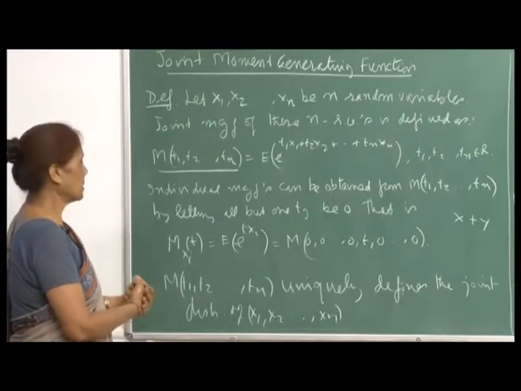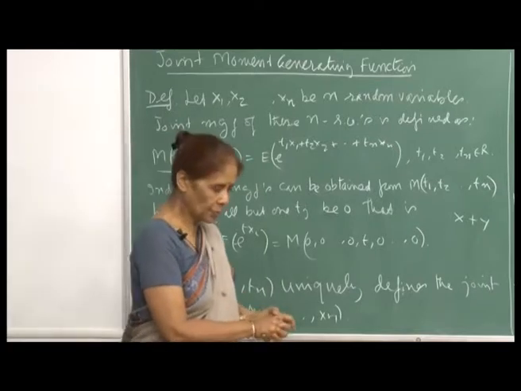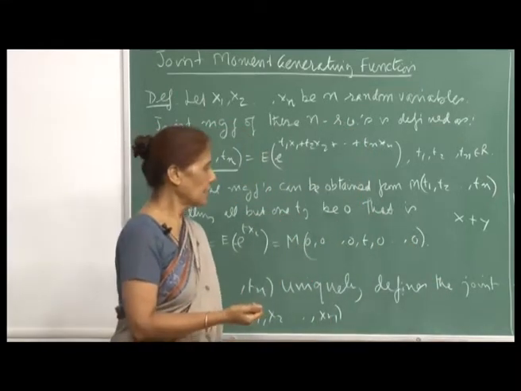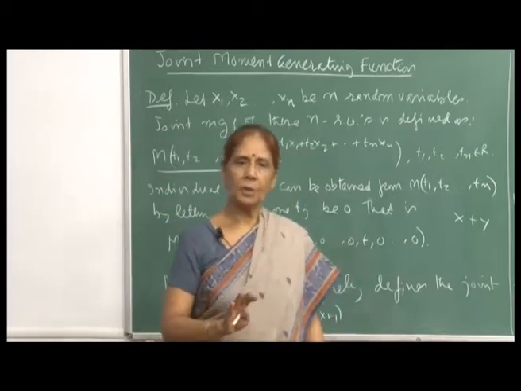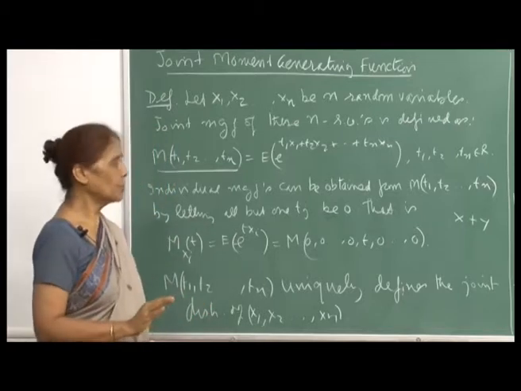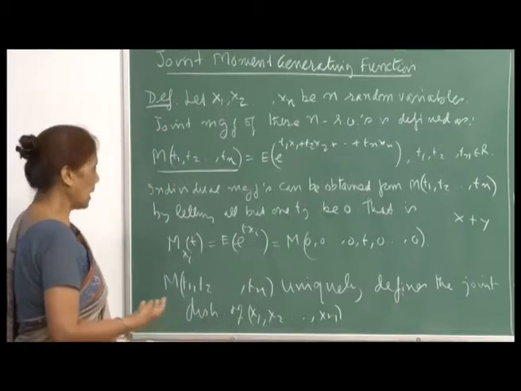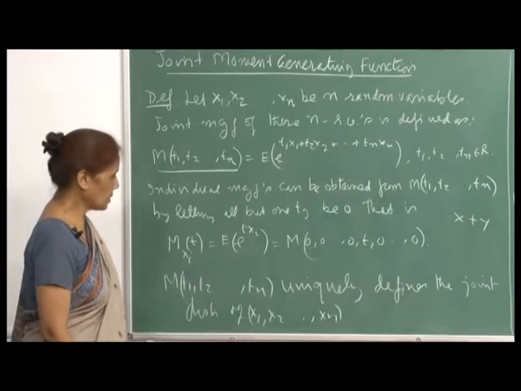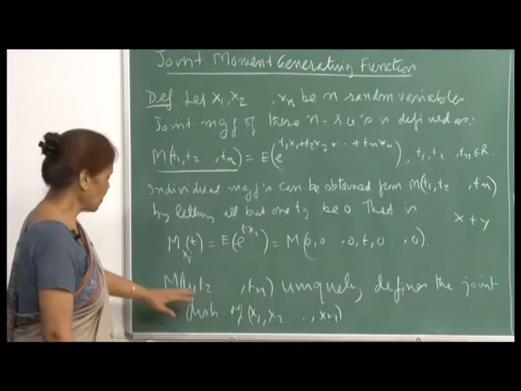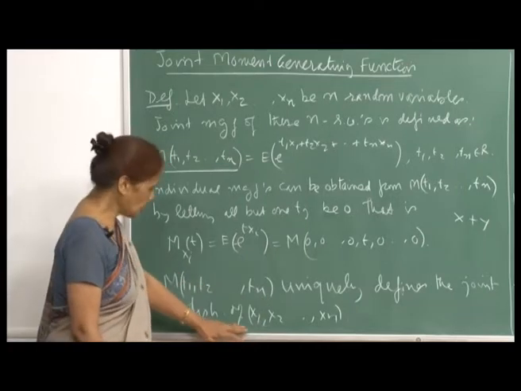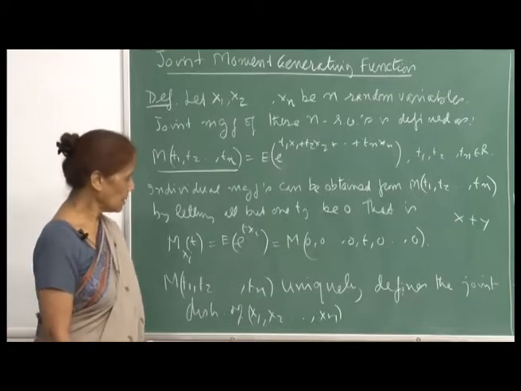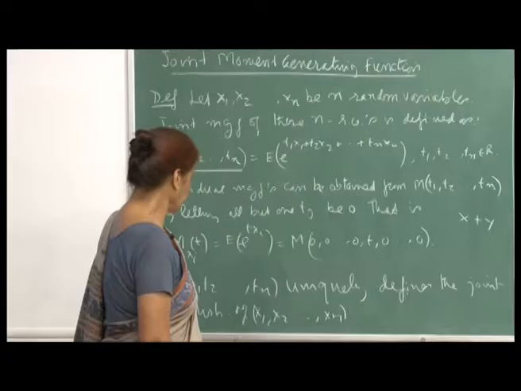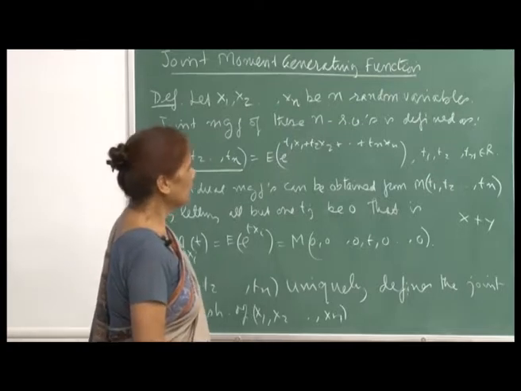Just as in the one variable case, we did not prove the result but stated it, that the moment generating function uniquely defines the distribution function. Once you have obtained the moment generating function of a random variable, you know what its distribution function will be, and it is unique. So, here also in the joint case, we will just assume this result, that the moment generating function uniquely defines the joint distribution of x 1, x 2, x n.